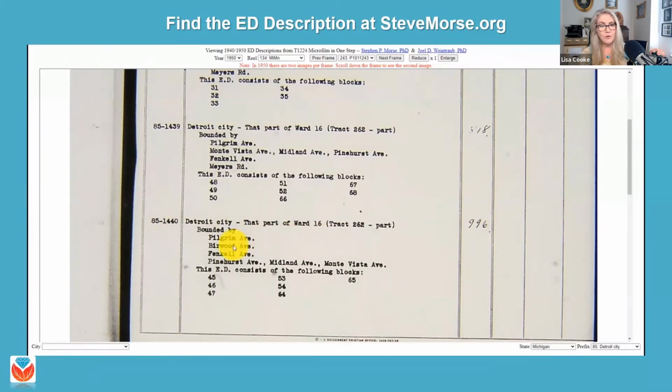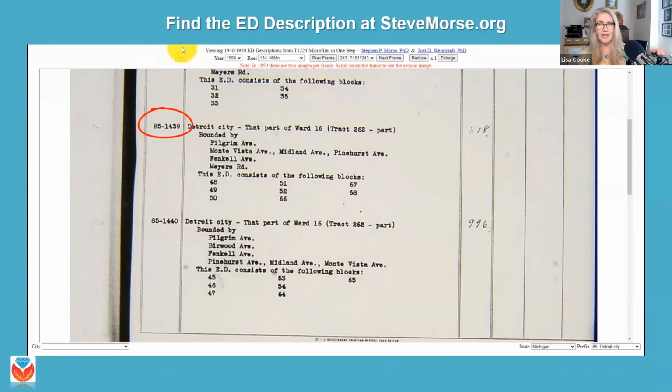However, if you look through the other nearby listed ED numbers, we might want to see, are there other EDs that also include Monte Vista? Up here, the next one, right next door, 1439, Detroit City. It's part of Ward 16, the same ward, and it also covers Monte Vista. Okay, well, we could search through all of the pages just to check.